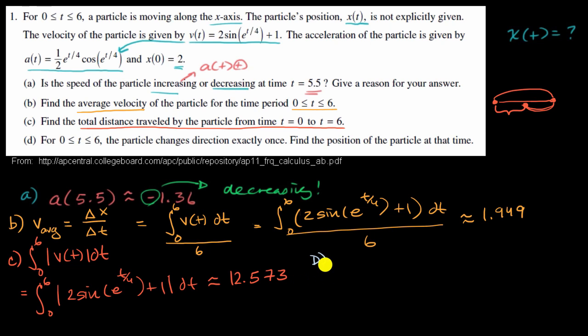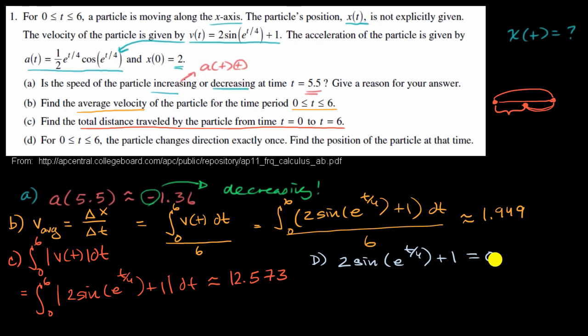So how do I think about where that particle changes direction? Well, you're going to change direction if your velocity is 0, and right before that your velocity was positive, and then right after that your velocity is negative, or the other way around. Right before that your velocity was negative, and then your velocity right after that is positive. So we just have to figure out, when does v of t equal 0? So let's just say 2 sine of e to the t over 4 plus 1 is equal to 0.